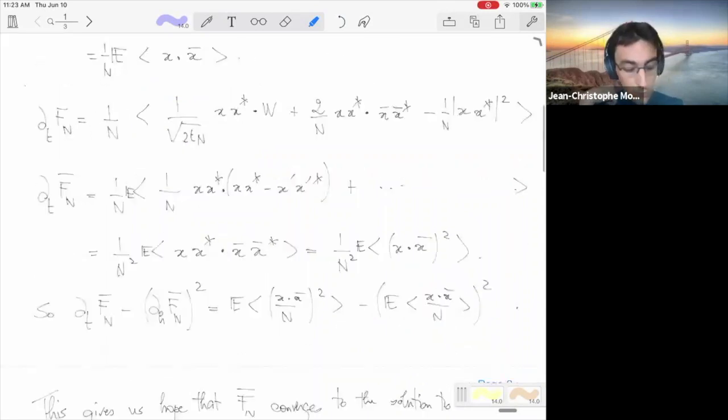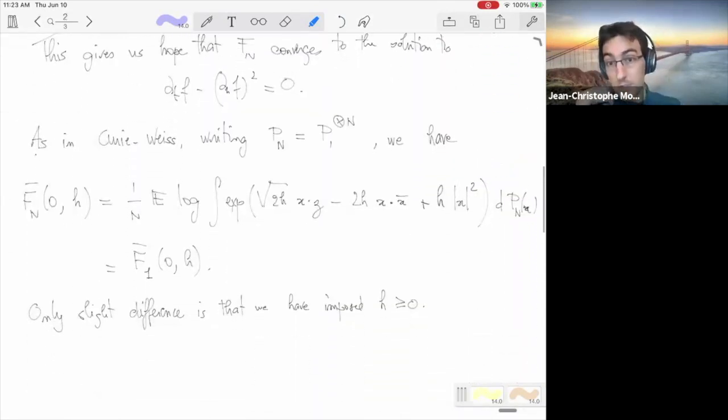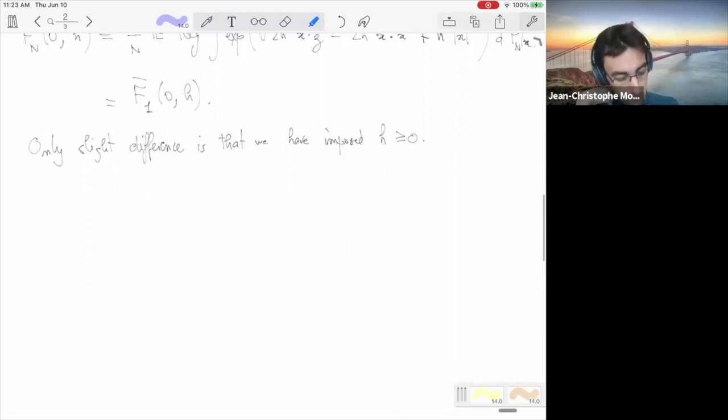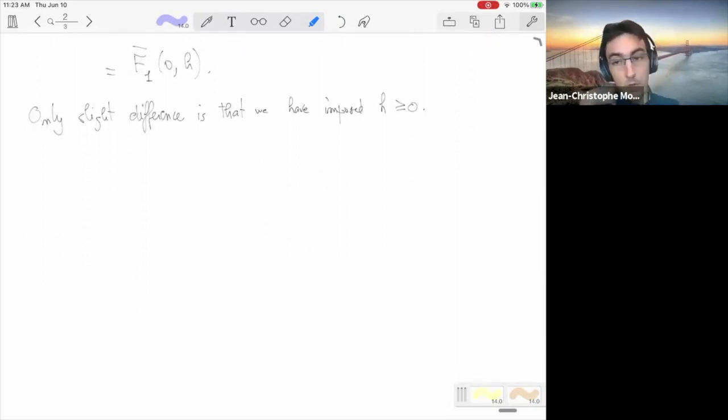So really the main difficulty is to identify this limit for the energy. And as a first step, let me state that this Fn bar function is indeed convex. So let's say, proposition.